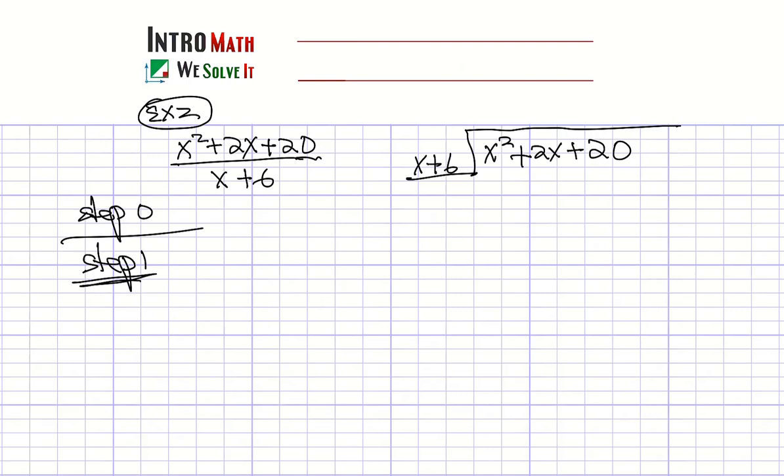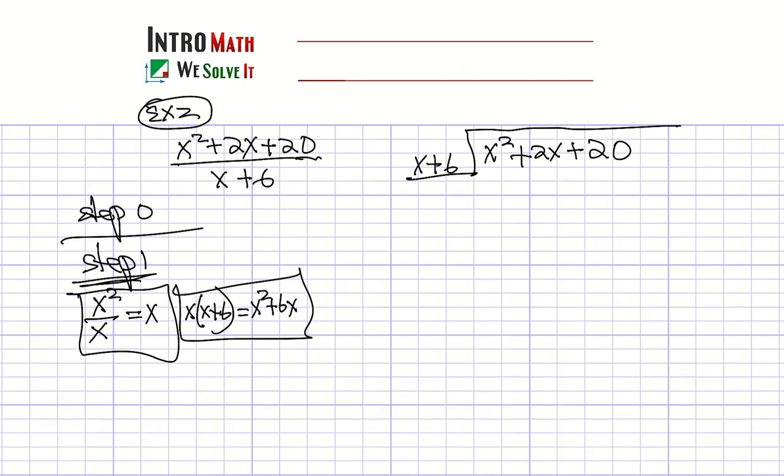What is step 1? We'll say x squared over x. What do you get? You get x, right? And then we'll multiply that x that we got times x plus 6. What do we get? We'll get x squared plus 6x. You see that, right? Okay, so we'll put what we got, x, here. And then we'll take that x squared plus 6x, we'll put it here.